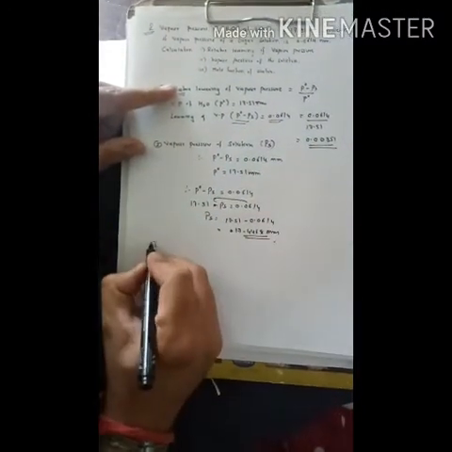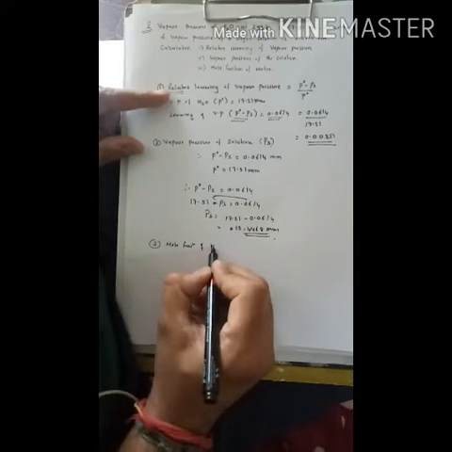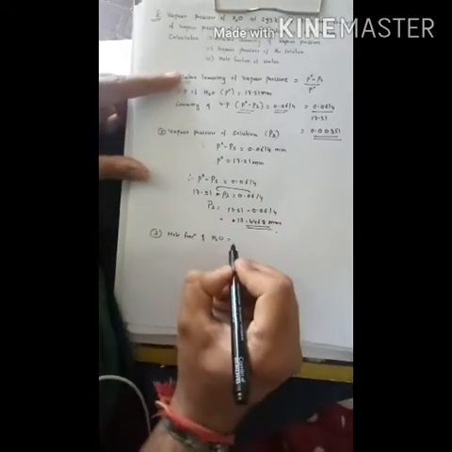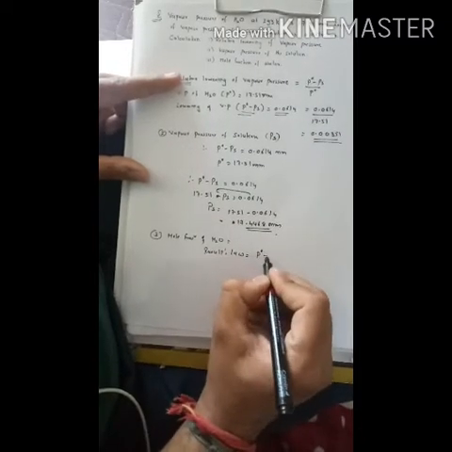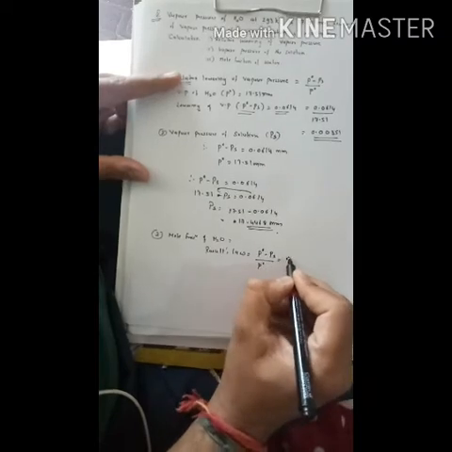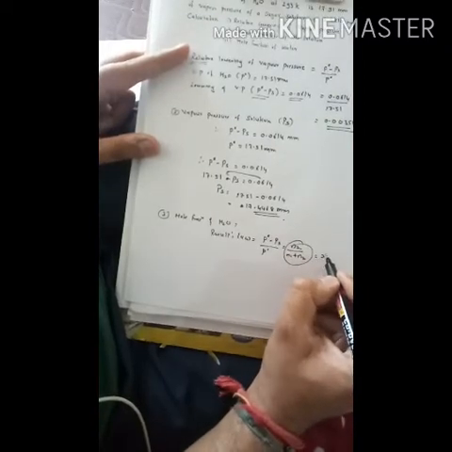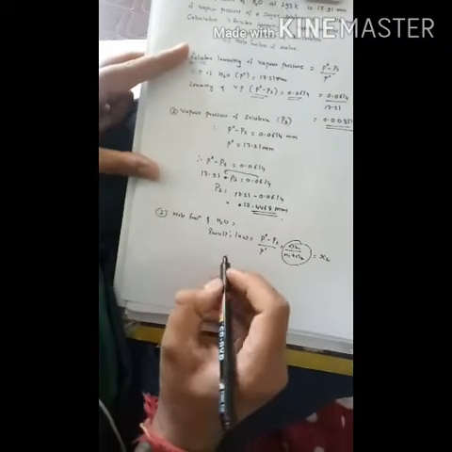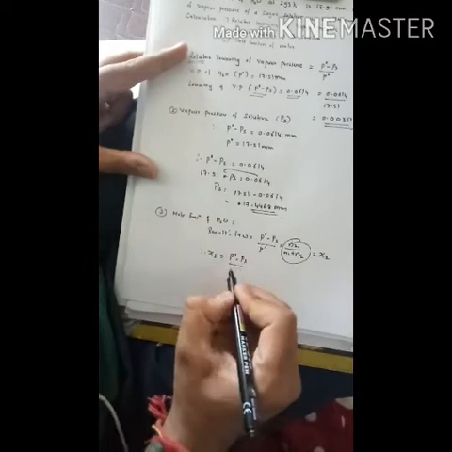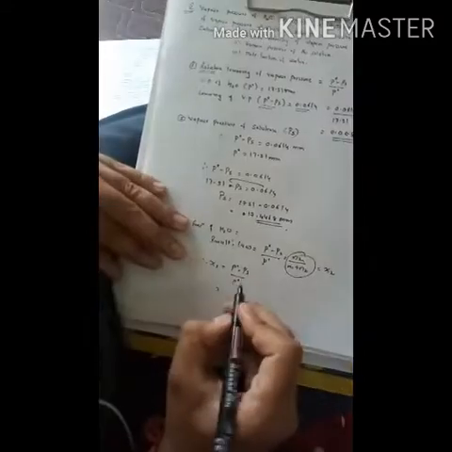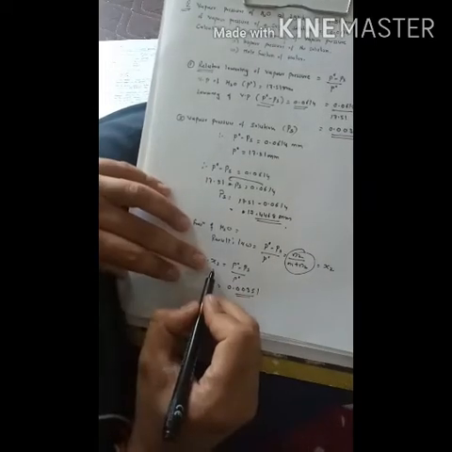Now what about the third portion? It's the mole fraction of water. The formula by Raoult's law again is P naught minus Ps upon P naught equals N2 upon N1 plus N2. What is N2 upon N1 plus N2? We can consider it as X2. Therefore X2 is equal to P naught minus Ps upon P naught. So basically what do we get as the answer? 0.00351. This is X2.